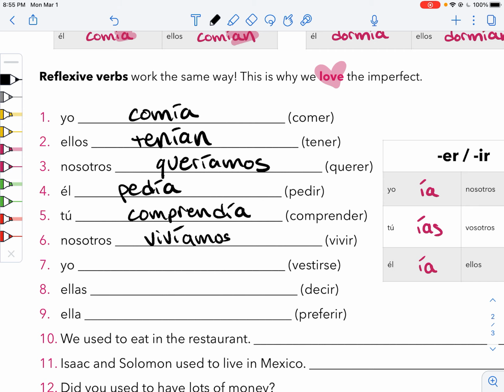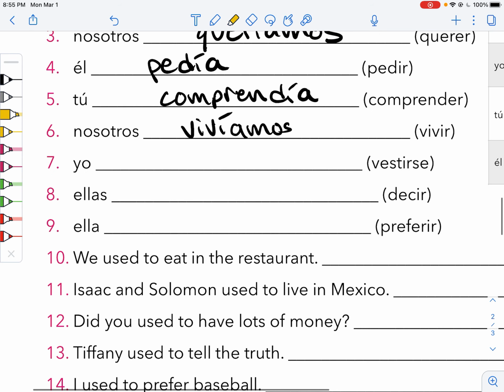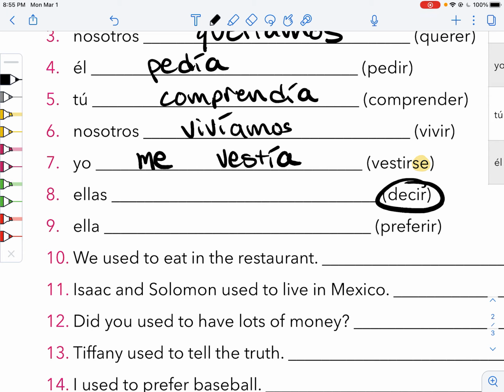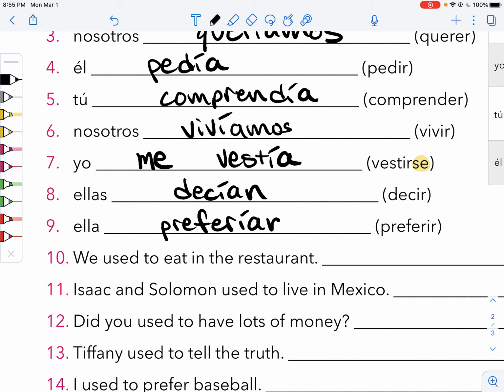I got dressed. Oh, check it out. It's a reflexive verb. So we need to take that se, put it out in front, and then change it to match our person. Yo becomes me. And then we have vestir, conjugate it. Vestía. Done. Decir, normally irregular. Guess what? Doesn't matter. Decían. Just like normal. Oh, stem changer. That's okay. No stem changers in the imperfect. Nope. Prefería. Isn't that amazing? We love the imperfect.